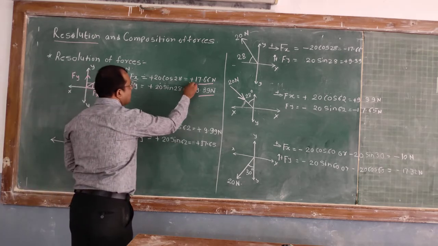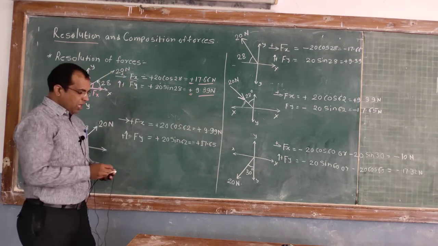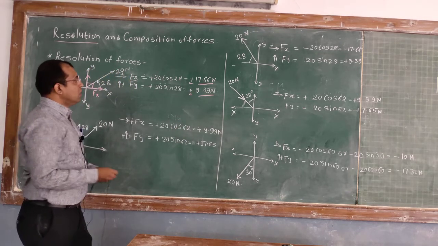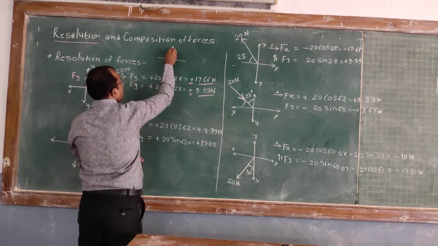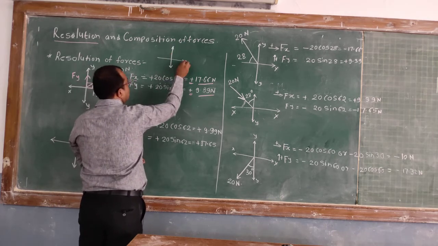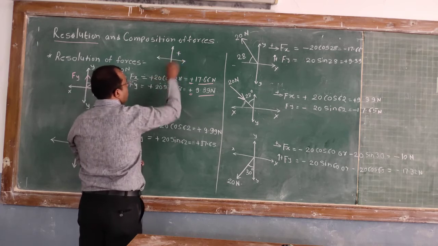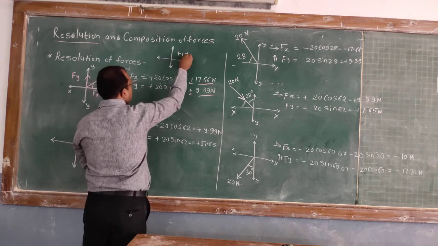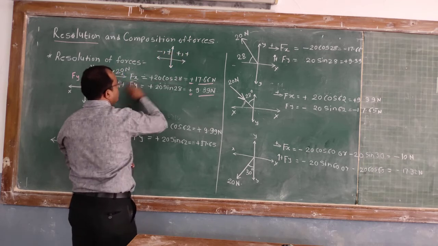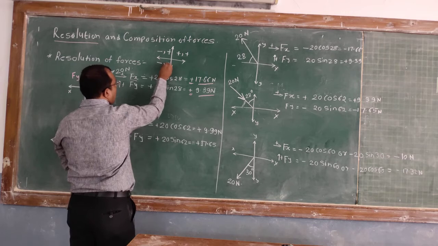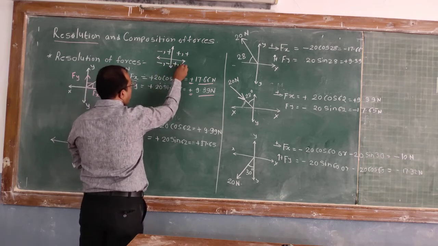Now comes the sign convention, plus plus sign. I have given the sign plus plus. As we have already discussed, the sign convention in the resolution of forces uses the quadrant system. In the first quadrant, x is positive and y is positive. In the second quadrant, x is negative and y is positive. In the third quadrant, both x and y are negative, and in the fourth quadrant, x is positive and y is negative.